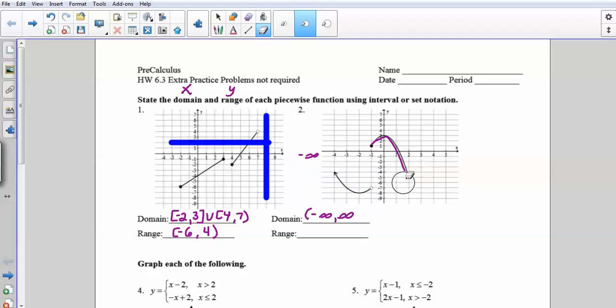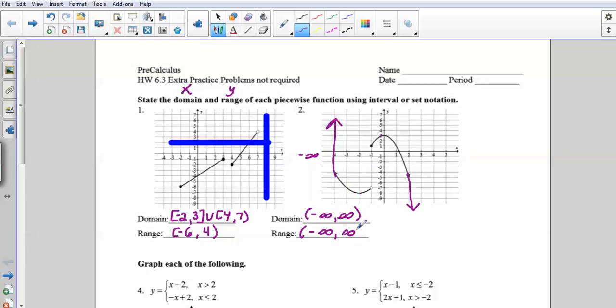Okay, let's look at it again for the range. Your range, it seems like maybe it starts down here at -8. However, notice this arrow down here is going forever and ever down. So your range actually starts at -infinity. And you follow this up, it seems like maybe you reach a maximum point here at 3, but the problem is over here you have another arrow going on forever and ever up to positive infinity. So your range is also -infinity to infinity.